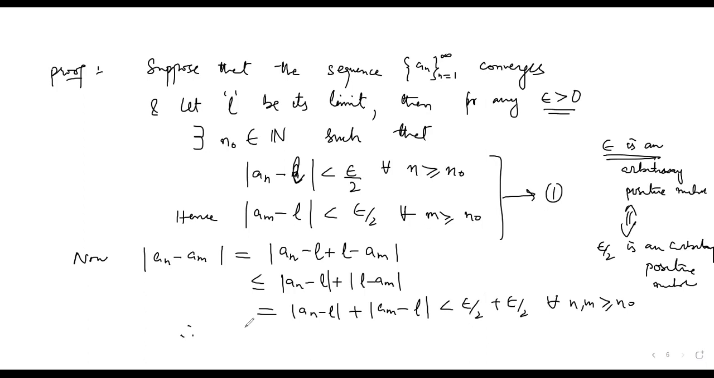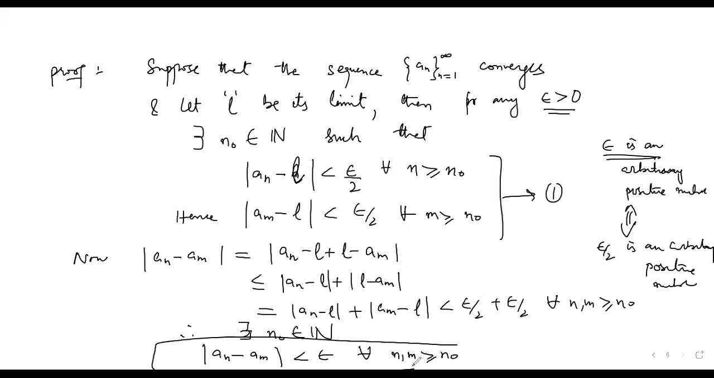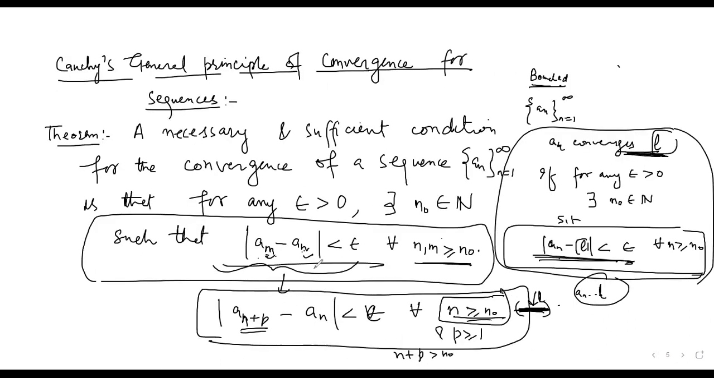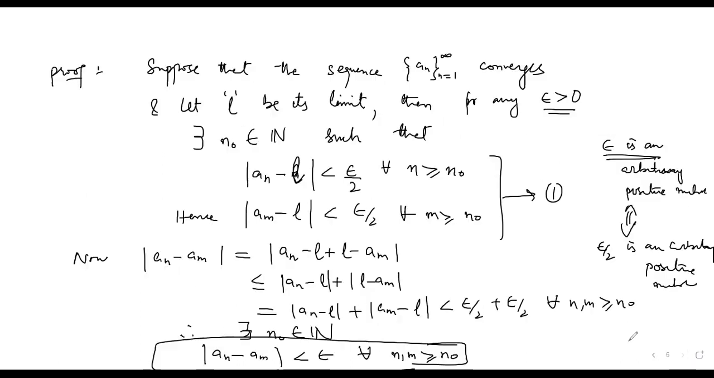So therefore, there exists an n naught belonging to the set of natural numbers such that |a_n − a_m| is less than epsilon by 2 plus epsilon by 2, which is epsilon. Now this is true for all n, m bigger than or equal to n naught. This is precisely the definition that we wanted. That is, if the sequence converges, then this condition is true. Now we have to show the converse: if this condition is true, then the sequence converges. So now we will do the converse.